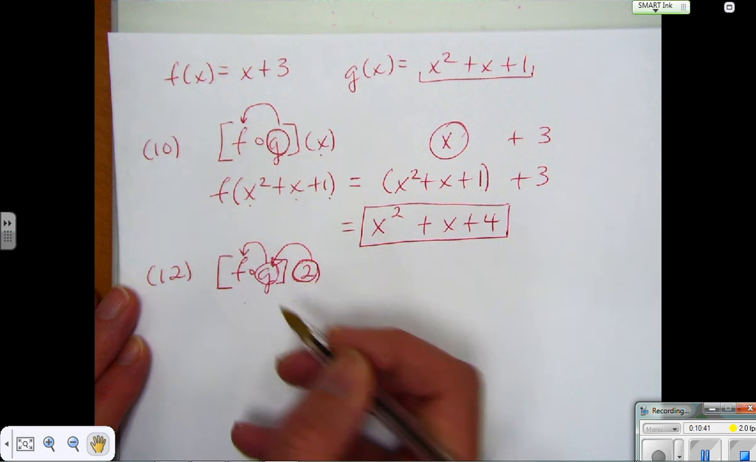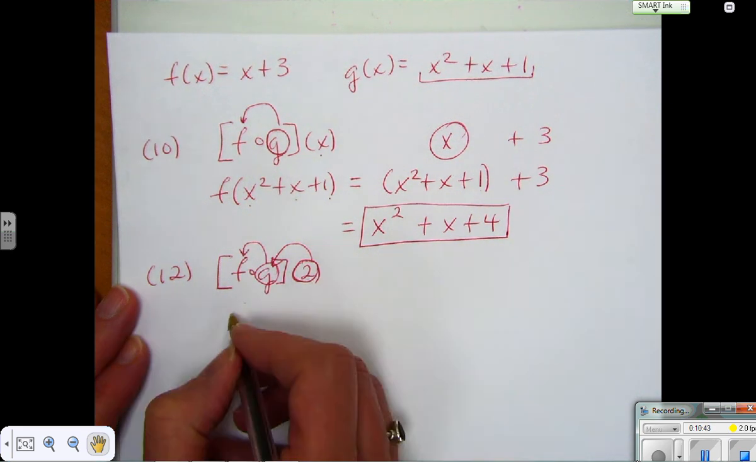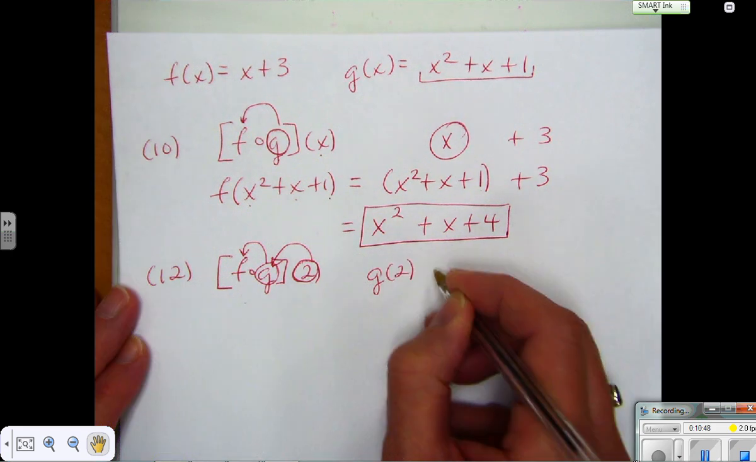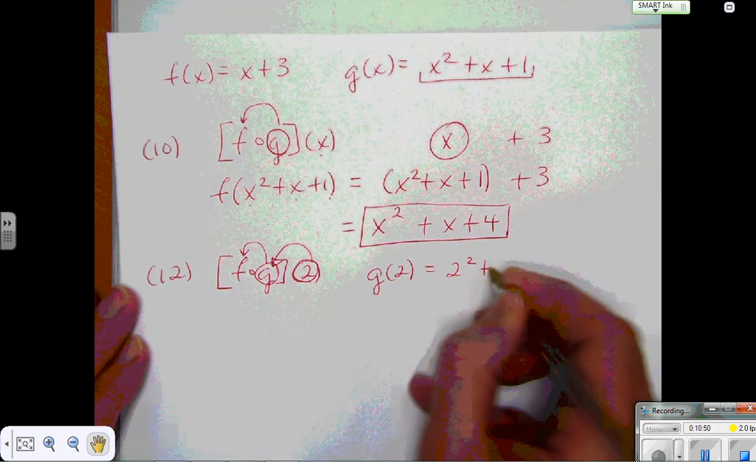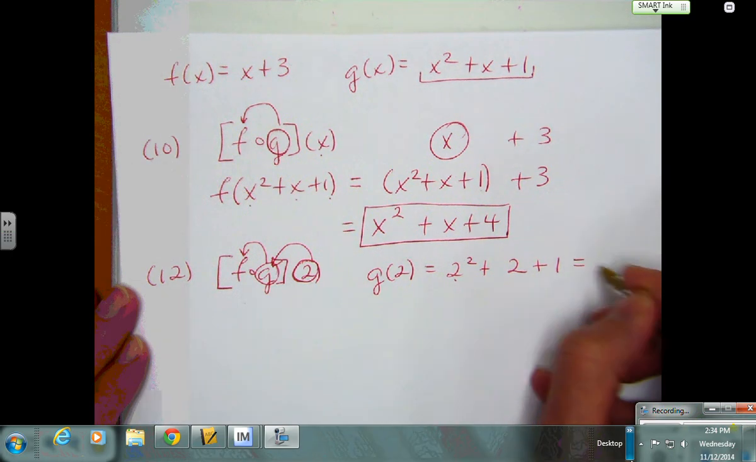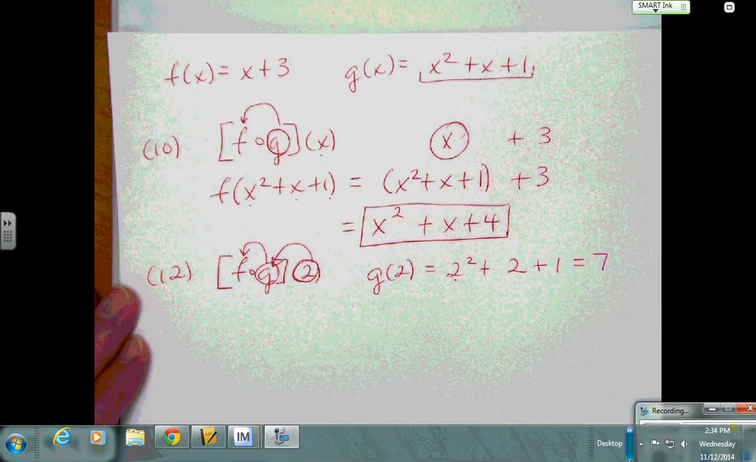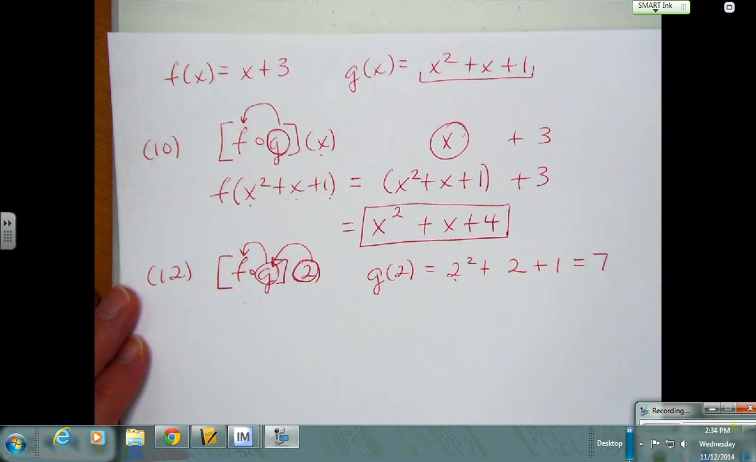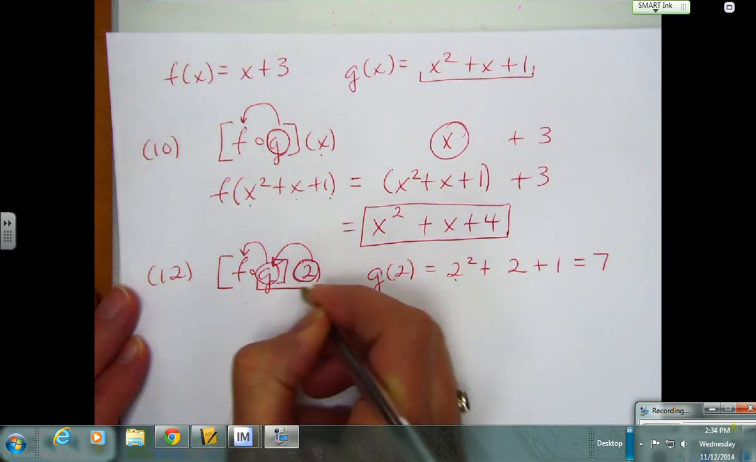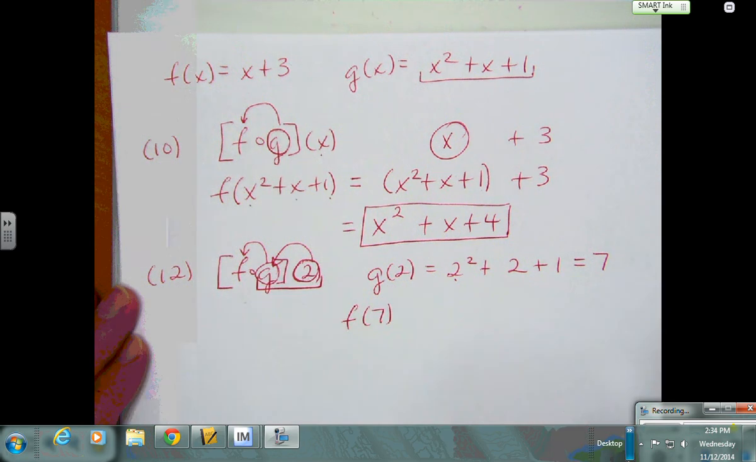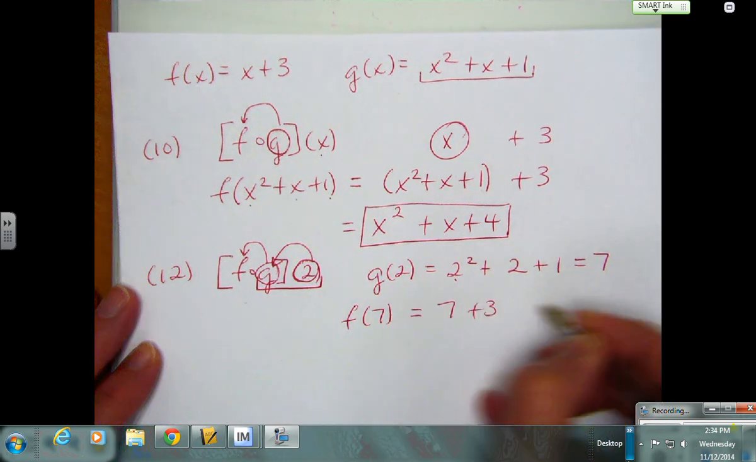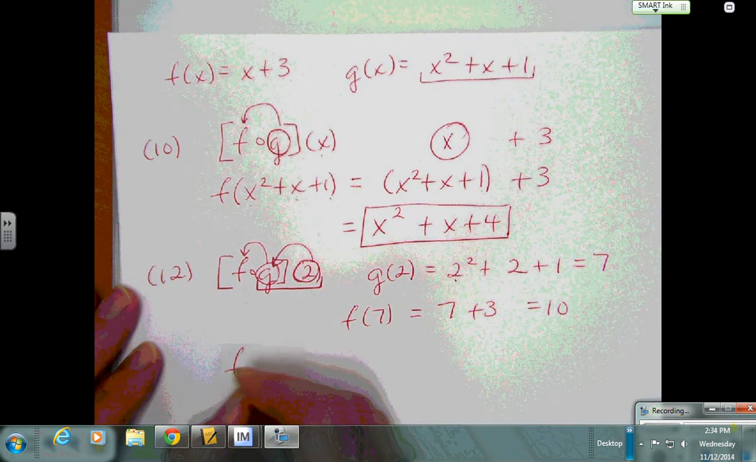I'm going to find g of 2 first. 2 squared plus 2 plus 1. So that's going to be 4, 7 is my total. Okay, so now I'm going to find f of 7 because all of this equals 7. So I'm replacing that with a 7. So that's going to be 7 plus 3, and that's 10. So f of g of 2 is 10.